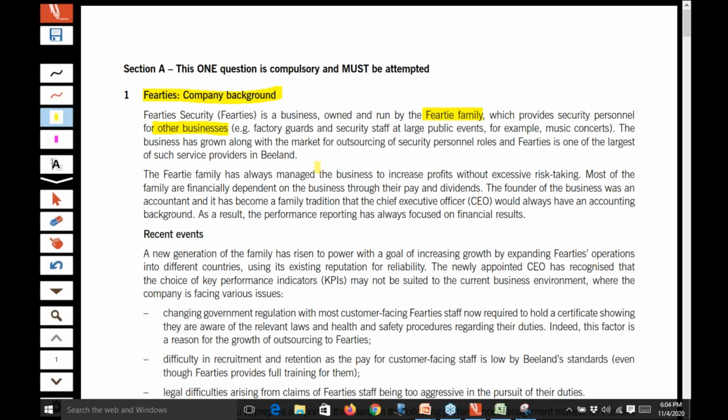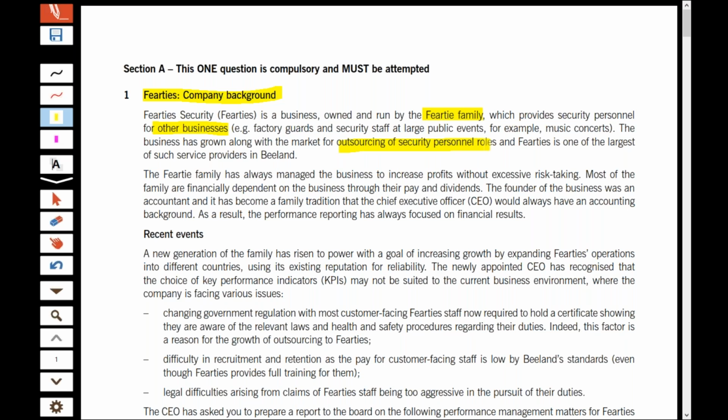Okay, so now it says Fairtees Security is a business owned and run by the Fairtees family, which provides security personnel for other businesses. Example, factory guards and security staff at large public events and so on. The business has grown along with the market for outsourcing of security personnel roles, and Fairtees is one of the largest of such service providers in B land. So there is this country which is B land. It's basically one of those markets where the outsourcing has increased a lot.